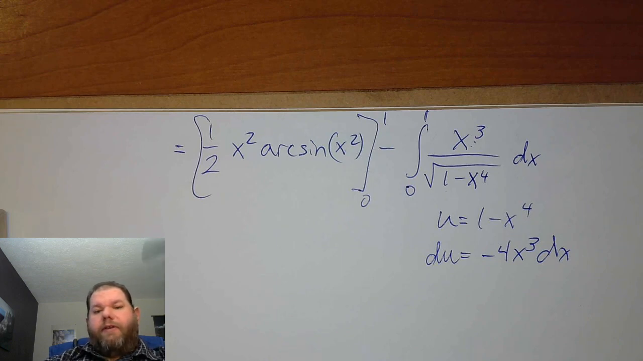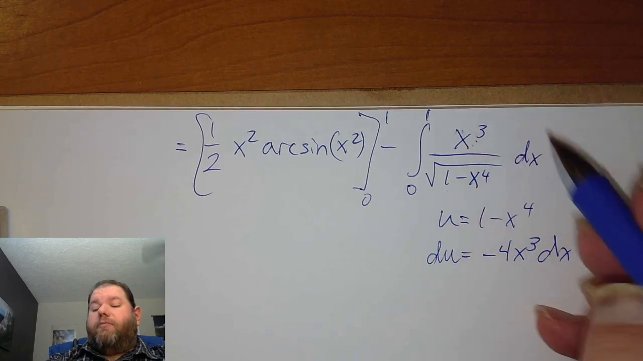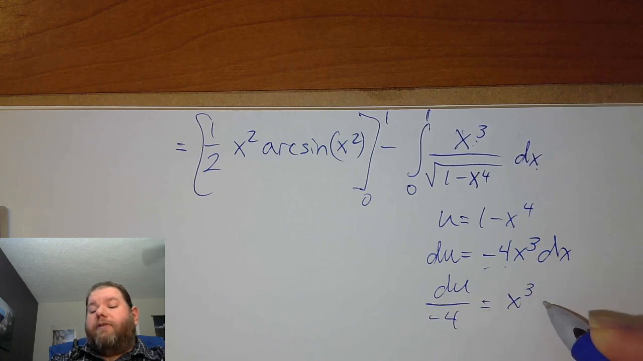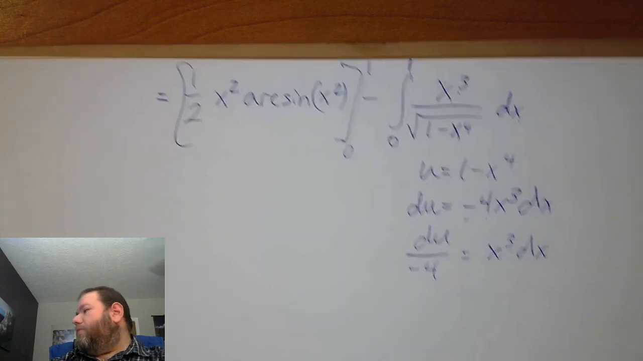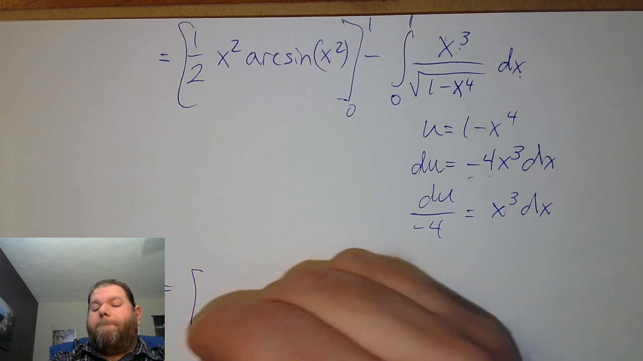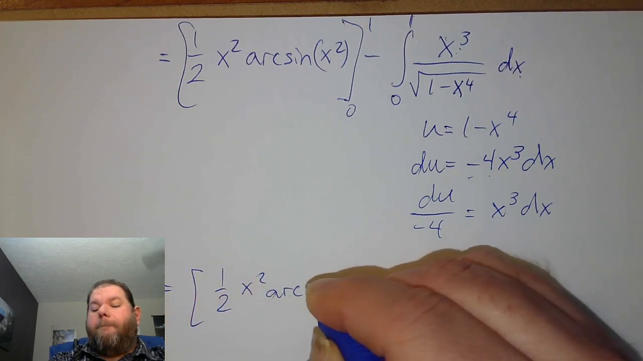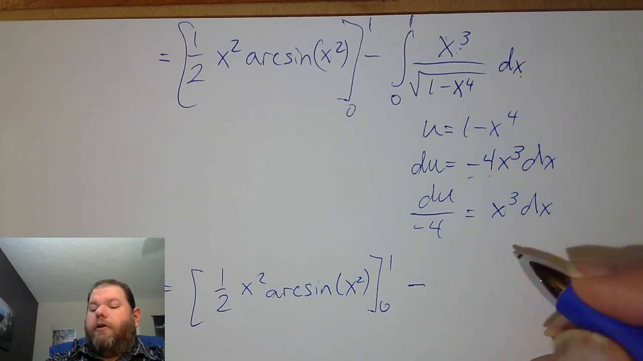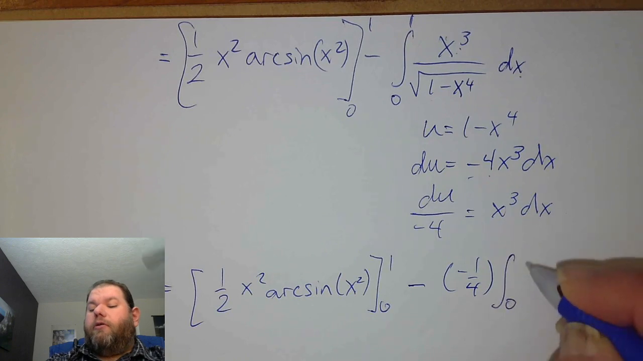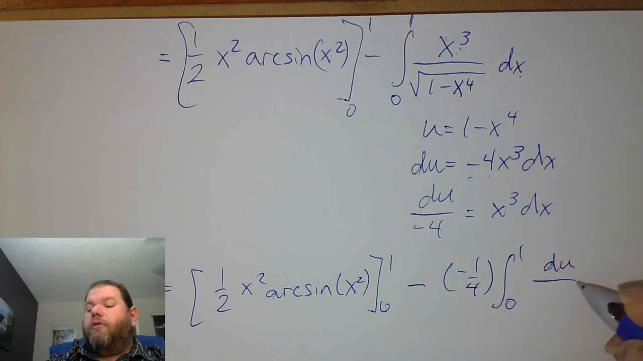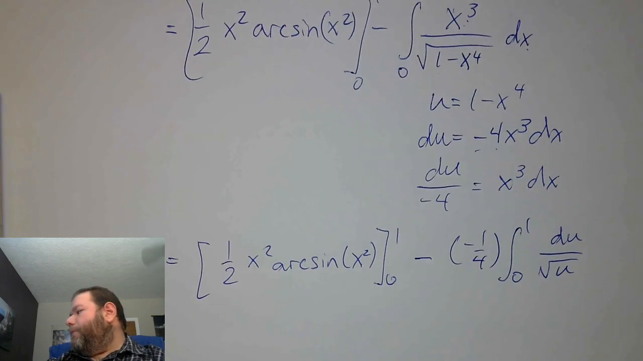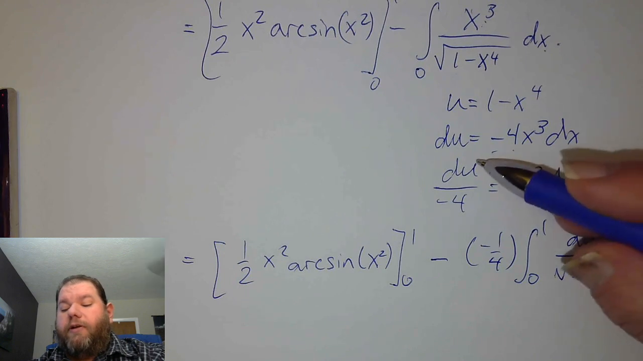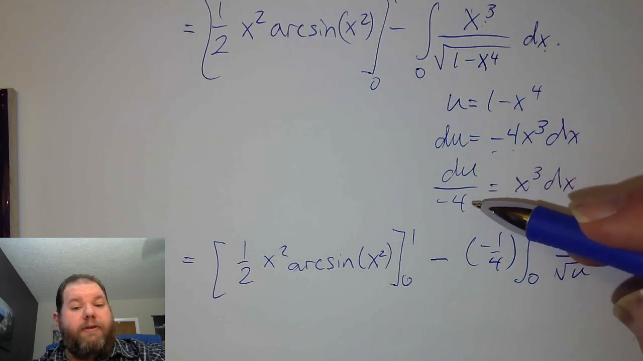Now we look at what we have in this particular expression. We have an x cubed and a dx. So if we want, we can take du and take this negative 4 and divide it over, and we'll let that replace the x cubed dx. Okay, so completing the substitution, x cubed dx, kind of our numerator, that'll be du divided by negative 4, which is the same thing as times negative 1/4.